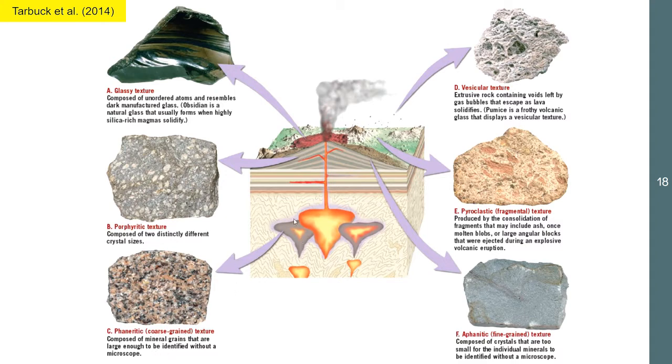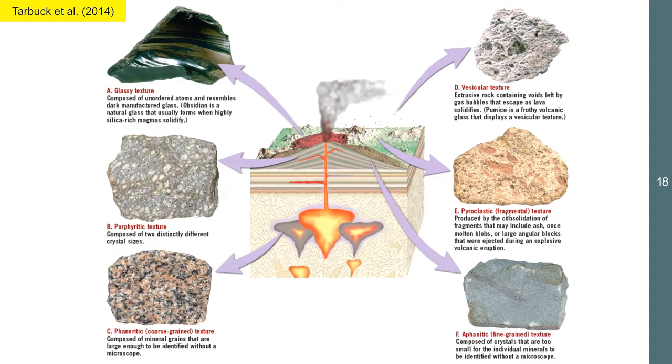Now, vesicular texture like this one, we can see them in pumice. These are extrusive rocks, so they are now on the Earth's surface. They have these voids that were left by gas bubbles that escaped as lava solidifies. So these voids here used to be formed by gas bubbles.